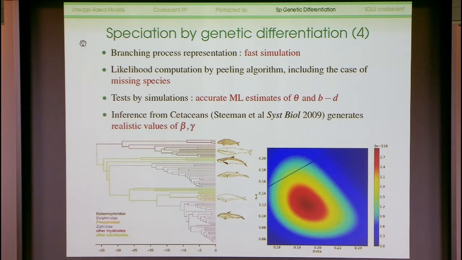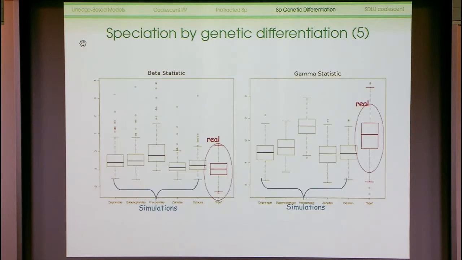And we also did, with these parameters that we had inferred from the cetaceans, simulations to see the beta and the gamma statistic, and for the simulations we got quite good statistics compared to the real ones. So that's for subclades of the cetacean phylogeny. Just in 5 minutes.